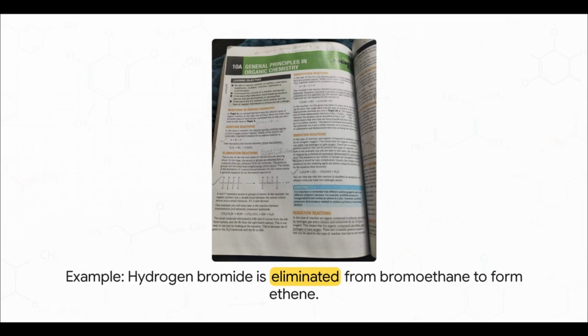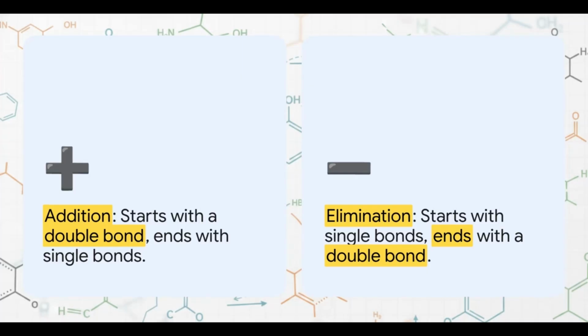But if we remove a hydrogen from one carbon and a bromine from the other, well, those carbons need to do something to stay stable. So what do they do? Boom! They form a new bond between them. A double bond appears where there wasn't one before. So you see the pattern here, right?